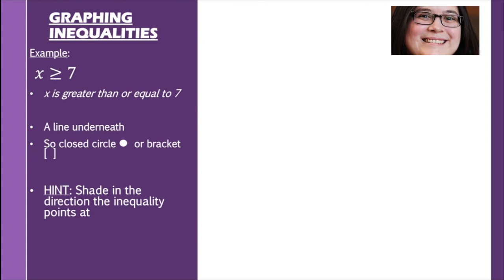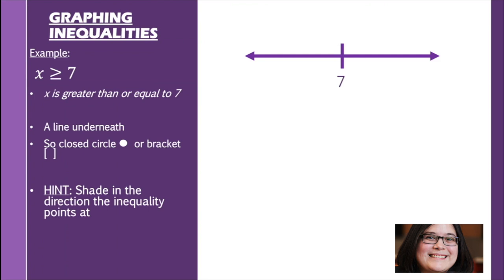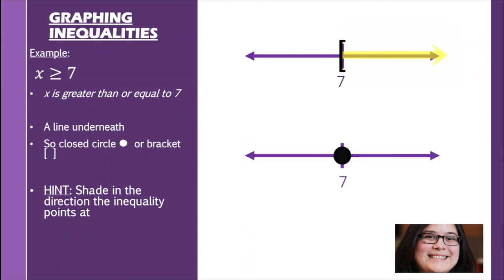So we're going to shade to the right because we want all the values that are greater than or equal to 7, but we're going to put our bracket, and then we're going to shade to the right. We're going to do the same thing with the closed circle. We'll put our closed circle and then shade to the right, like so. Beautiful. Done. So when graphing inequalities, we're mostly looking at the inequality symbol, whether it has a line underneath it or not. It's going to tell us whether we have an open circle or a closed circle or a parentheses or bracket. So that's how you graph inequalities.